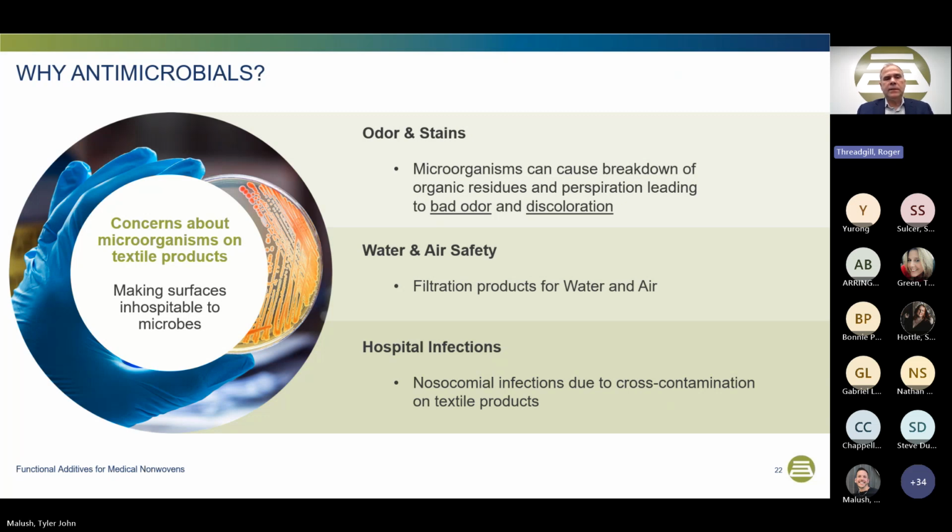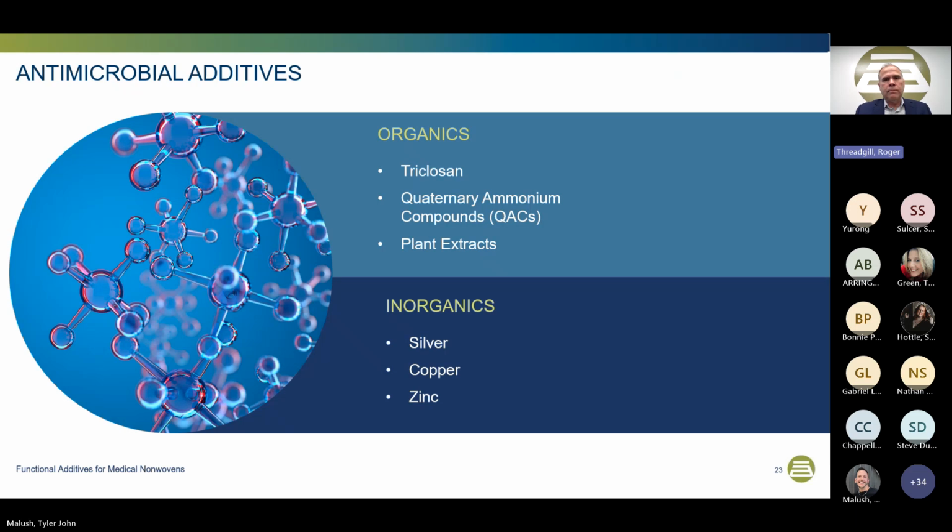If we can add something to that textile fabric, whether it be a surface finish or an in-melt functional material, we can make that surface inhospitable to the microbes and retard the unattractive byproducts and things that result from fouling of the article. On the next slide, we'll talk a little bit about the two main types of antimicrobial additives.